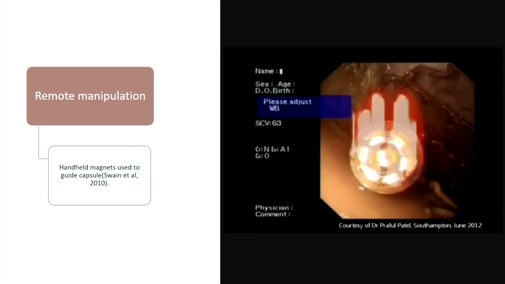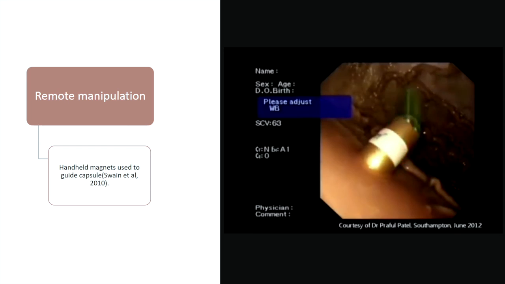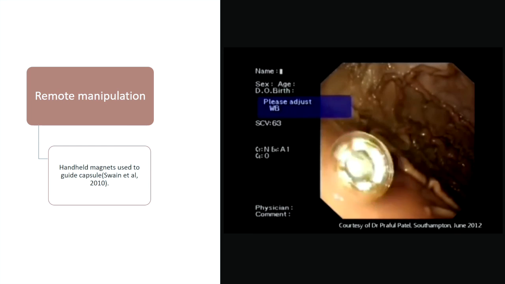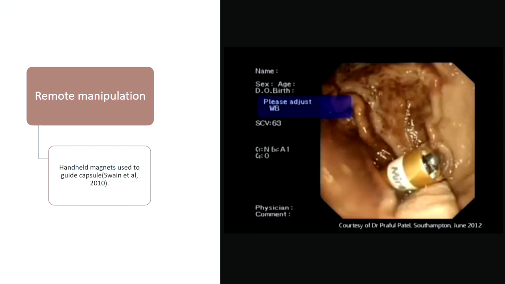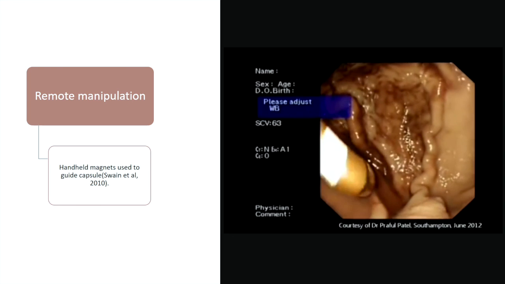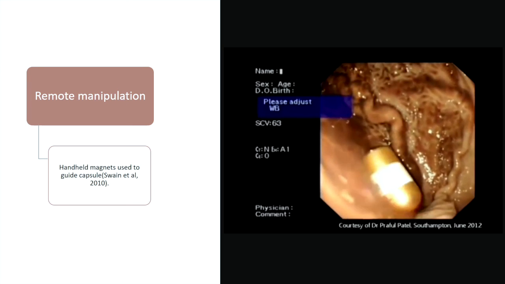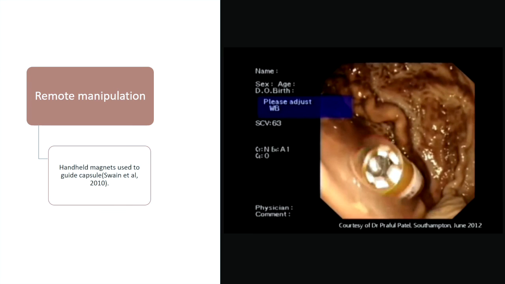Remote manipulation. Another way to manipulate the pill is to control it via the use of external magnets. This can provide great benefits to the doctor as they are able to specifically target the pill to the areas of interest. In this video you can see the pill inside a small intestine being controlled externally via a magnet, which allows for specific target locations so the doctors can spend more time analyzing a specific area.